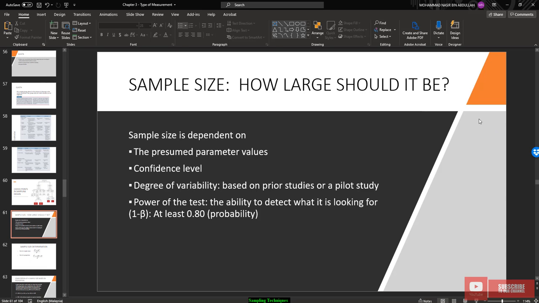So now, let's look at the most important part after you determine your sampling technique. After you determine the sampling technique in your research process, remember in the first lecture I stated, first in the research process, in the sampling process, the first thing we need to identify is what our population is.